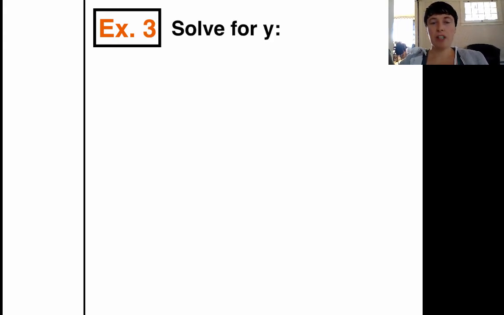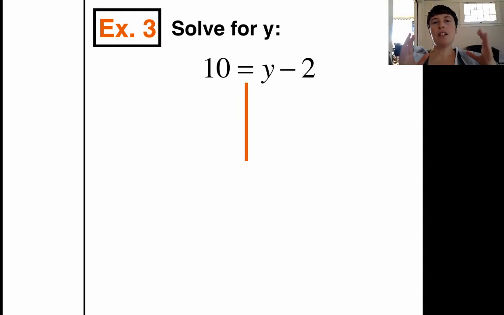Example 3. We're going to solve for y. So let's say you had 10 equals y minus 2. Now I'm going to put a line down the equal sign. We want to get the y all by itself. We want to find an answer for y. So a legal move would be to flip the negative 2 away from it, because we want y all alone at the bottom when we get our answer.